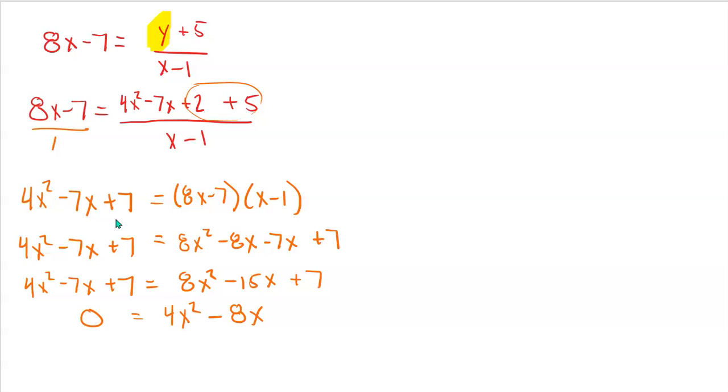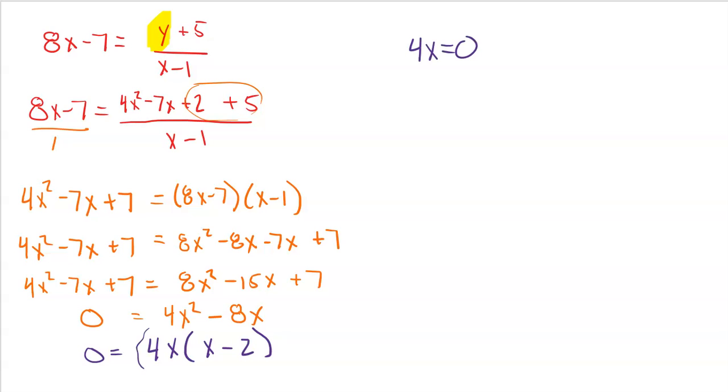Well, I could factor, use the quadratic formula, or I could graph it and see where my graph crosses the x-axis. But I'm going to go ahead and factor this. It's actually a pretty easy one to factor. I could factor out a 4 and an x, and I'm left with x minus 2. Hopefully you guys see that. That's pretty easy, right? And this means that using the zero product property, 4x equals 0.